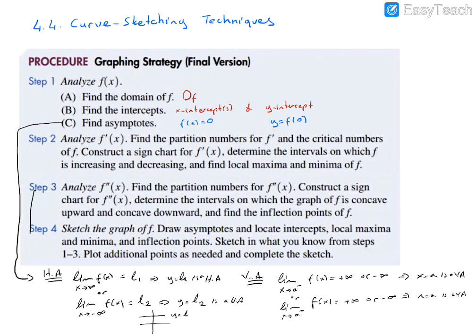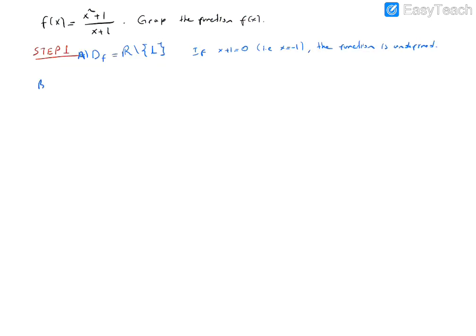Okay, from here you can see, in part B, we should calculate the intercepts. So x-intercept and y-intercept. How do we find the x-intercept? f of x equals 0. By solving this equation you can find it. So x squared plus 1 over x plus 1 equals 0. It is possible when x squared plus 1 equals 0, but there is no solution. Okay, no solution. What does it mean? No x-intercept.